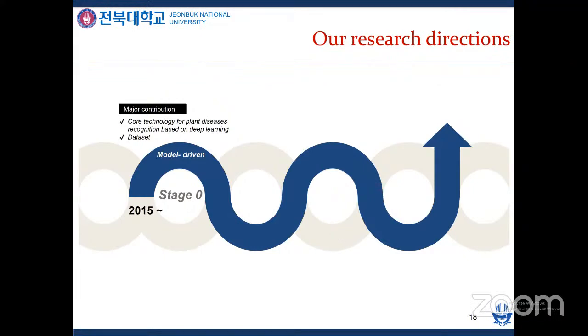So we start with what we call model driven. It's a core technology. We develop the core technology for plant disease recognition and deep learning. We collect the data set and develop that technology. Continuing with that, we have another stage called data driven, basically trying to improve the models that we have developed and use more advanced techniques, for example data augmentation, and some data optimization and enhancement, in order to improve the performance of those methods.